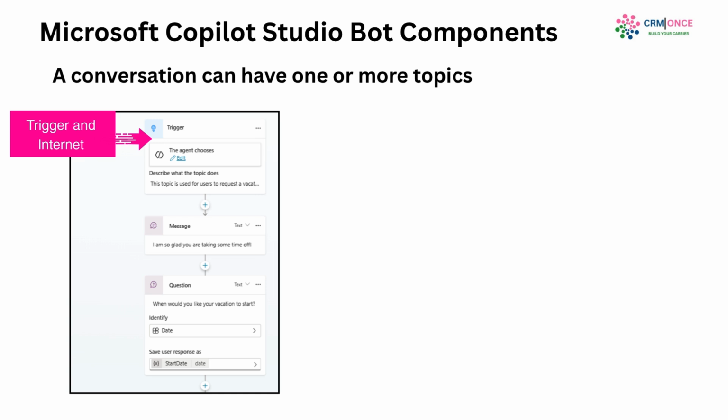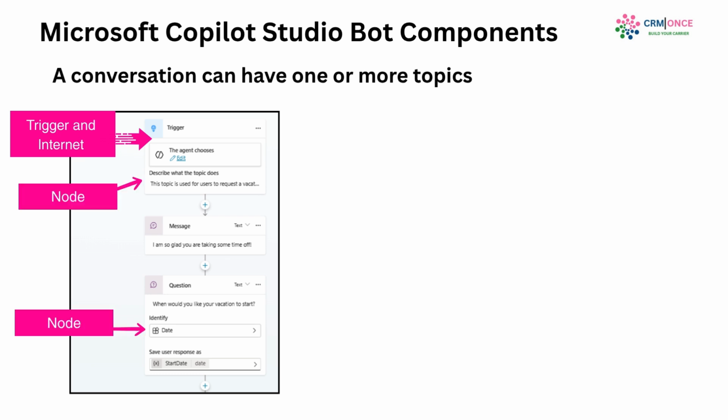Trigger and intent. Every topic starts with a trigger, an event, phrase, or condition that activates the topic. This can be something the user says or an internal bot event. The intent is what the bot interprets the user is trying to achieve.